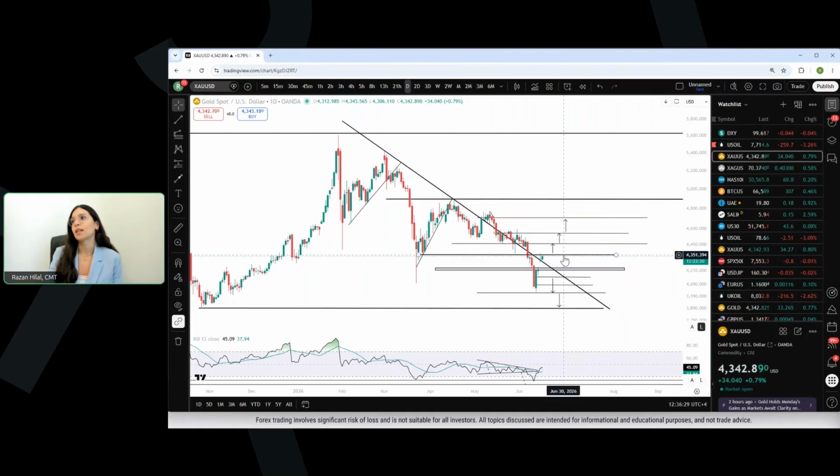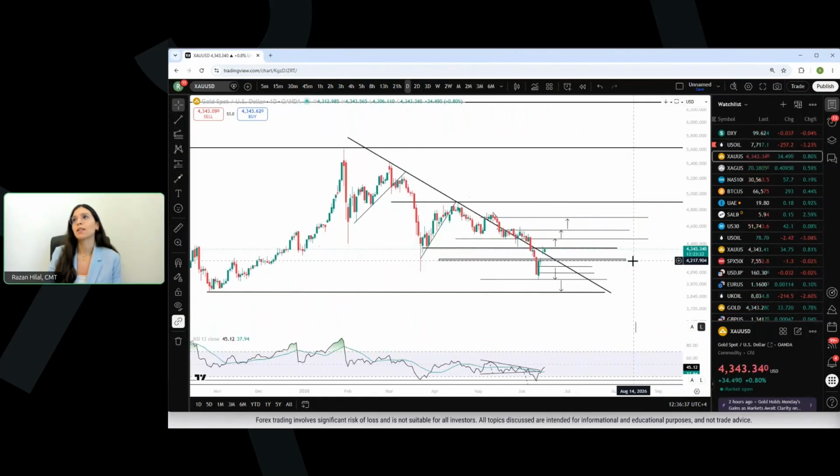And this is a critical defining level between potential bullish continuation and further resistance ahead on the gold chart, which also aligns with the overall trend line connecting consecutive lower highs since March 2026, defining the overall bullish and bearish outlook on the gold chart.